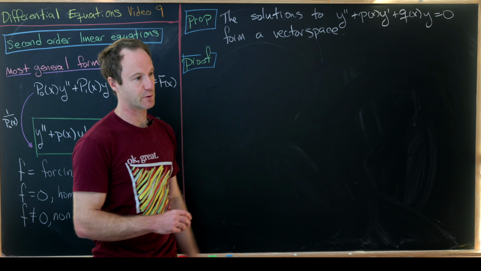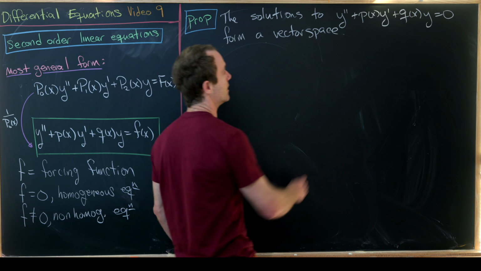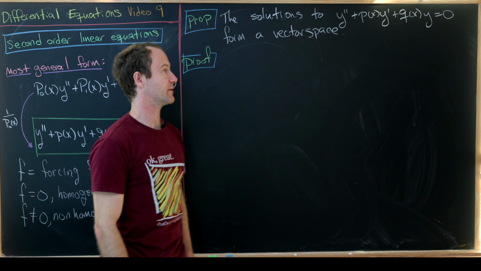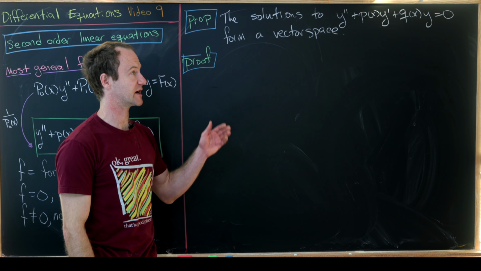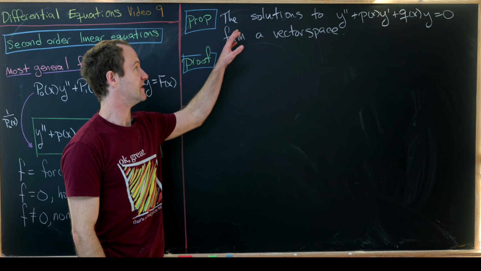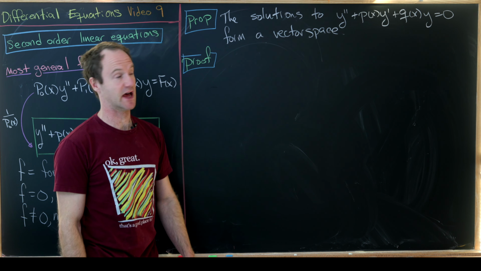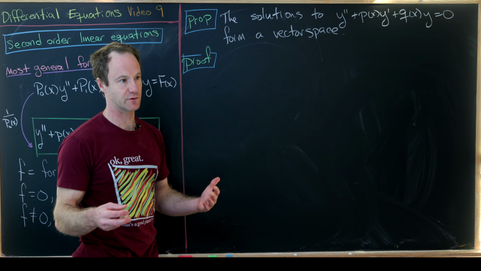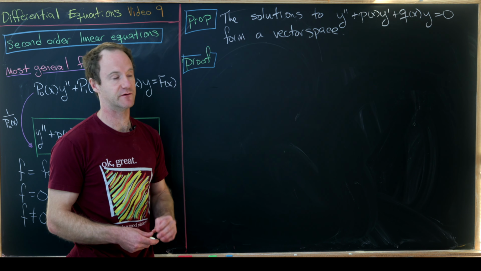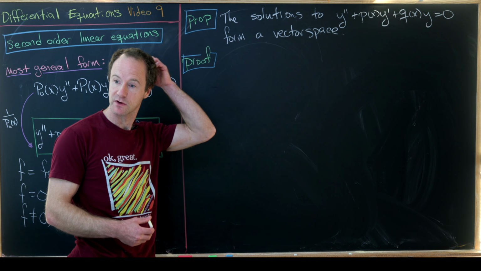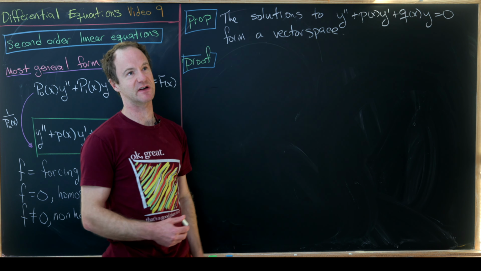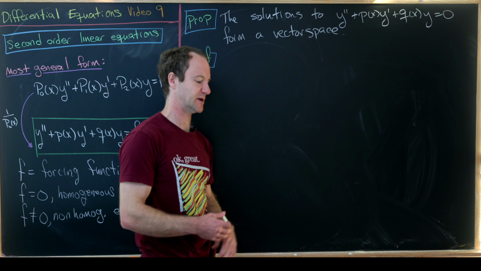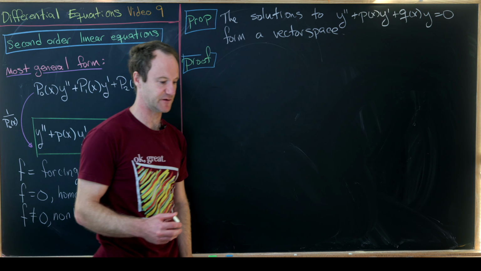So the first result that we'll prove is that if we take the homogeneous second order linear differential equation, y double prime plus p of x y prime plus q of x times y equals 0, then its solution set forms a vector space over the real numbers. Obviously, we're working with real valued functions here, so this would be over the real numbers. And I guess this is kind of a sketch of a proof, although if you look at the axioms for a vector space, you'll see that this is indeed sufficient.